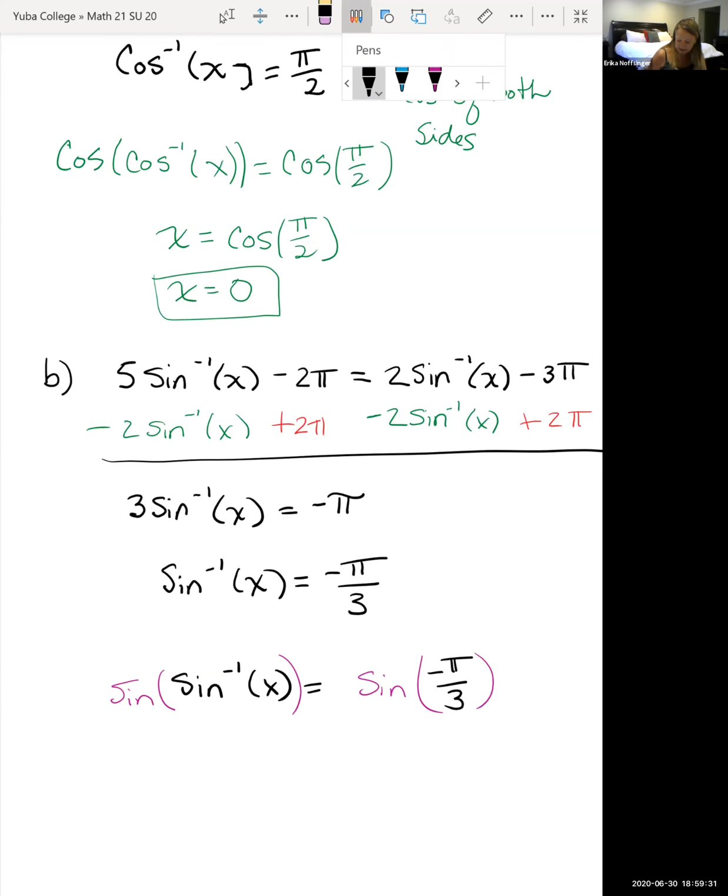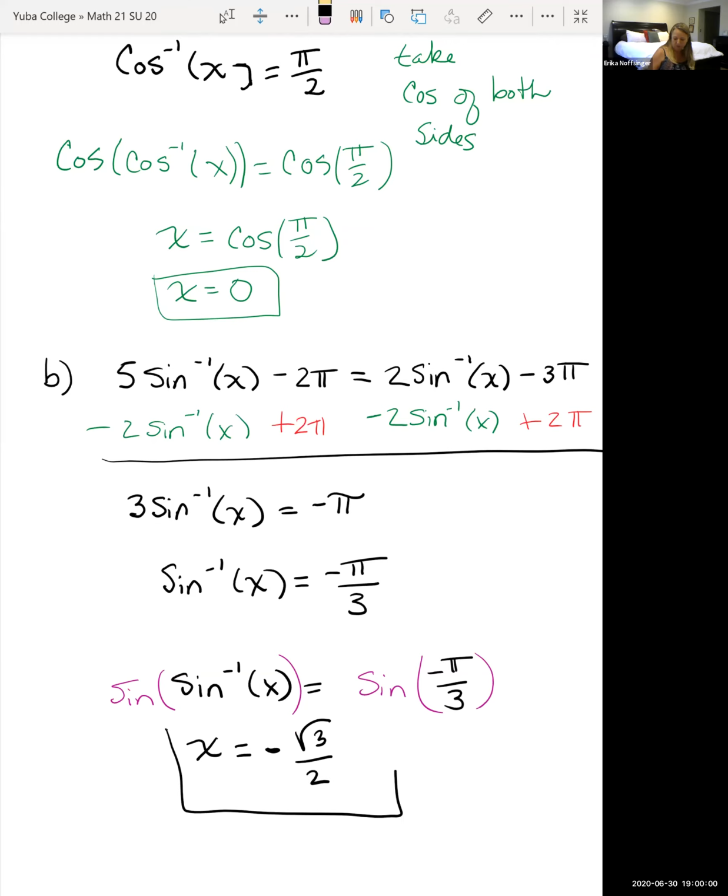So I know my angle is falling in the 4th quadrant. Sine is negative. Or I can think of sine as being an odd function, and I pull the negative out front. And then sine of positive pi thirds, well, that is 60 degrees, and so with the negative, that would be negative root 3 over 2. So x is negative root 3 over 2, our solution.